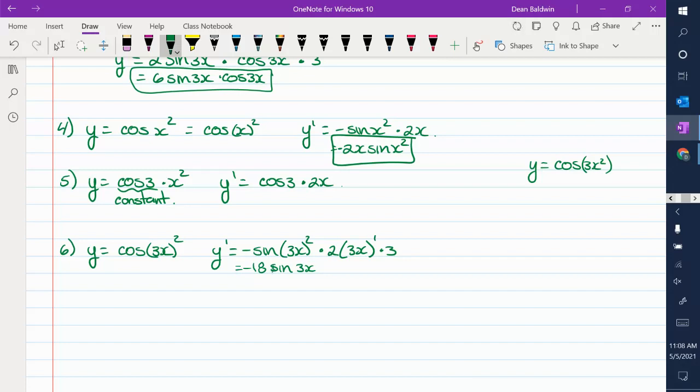Oh, what is the x? There we go. Negative 18x sine of 3x all squared. There's one way to do it.